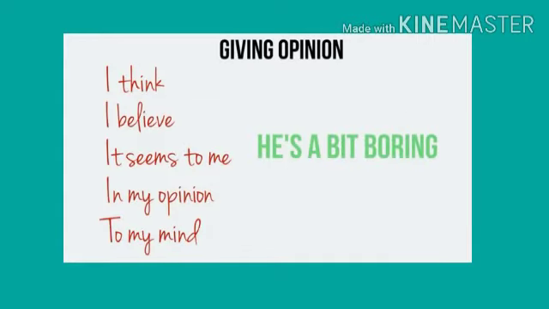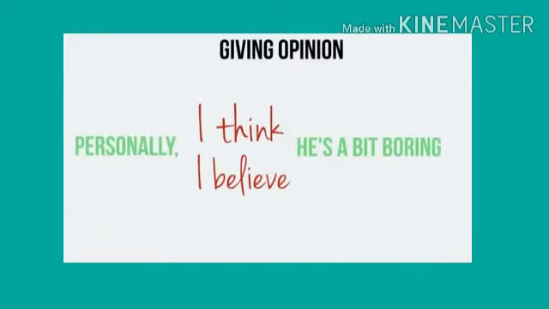To express opinion, you can also use the following. I think, I believe, it seems to me, in my opinion, to my mind. For example, I think he's a bit boring, or in my opinion, he's a bit boring. Before the phrases I think, I believe, you can add the word personally with a comma. For example, personally, I think he's a bit boring. Personally, I believe he's a bit boring.